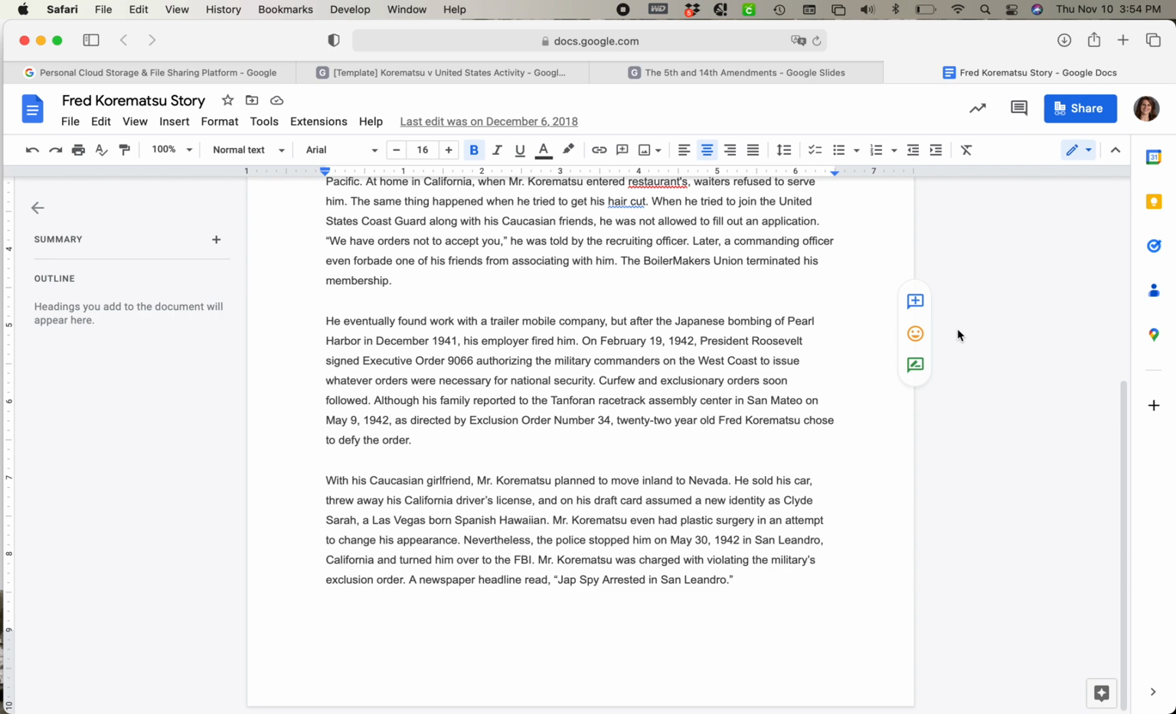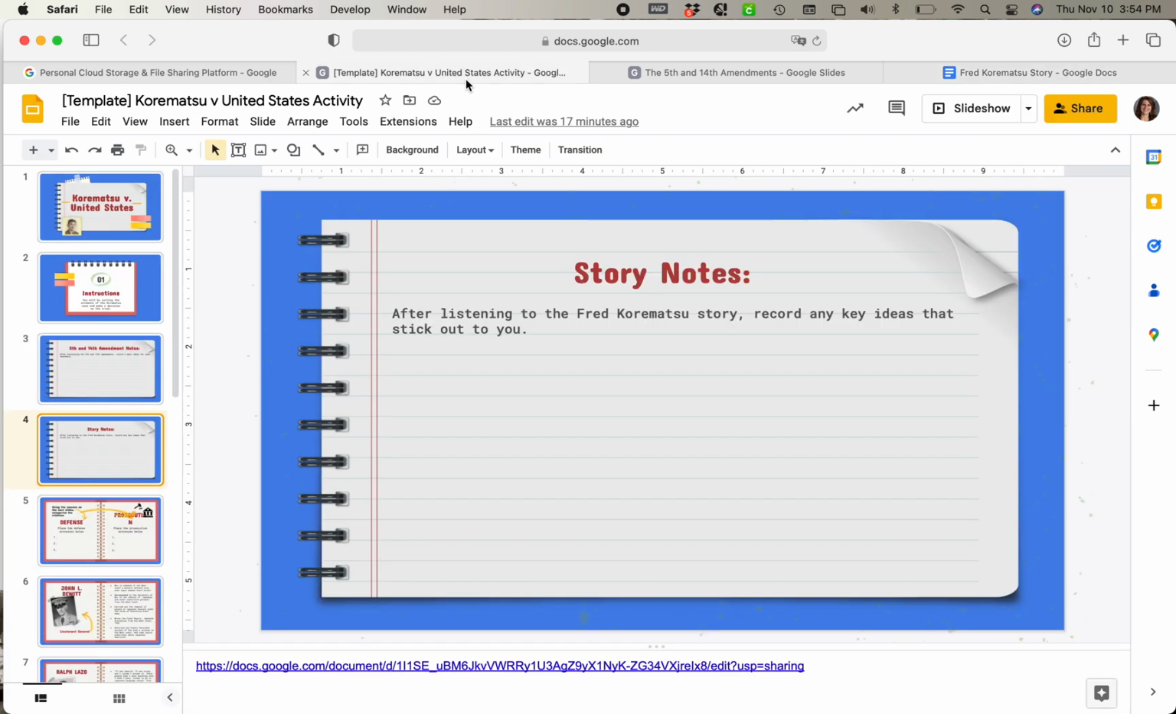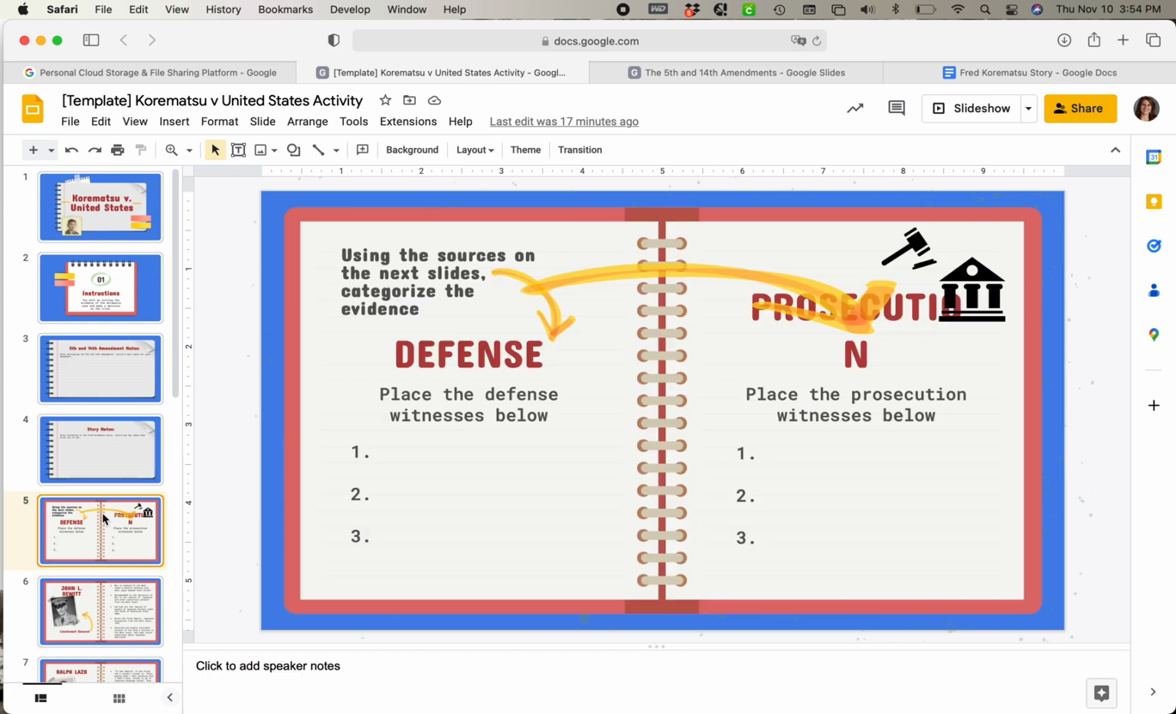So eventually, Fred protests and goes to court over this, and he's going to say, I'm an American citizen, my rights are being violated, I've done nothing wrong to prove that I'm an enemy of the state. Why am I being forced to go somewhere? And that's what this trial is going to be about. And so hopefully you guys were able to write down 5 points about the Fred Korematsu story. And so now you're going to look at the defense and the prosecution.